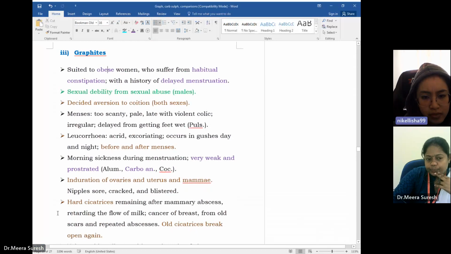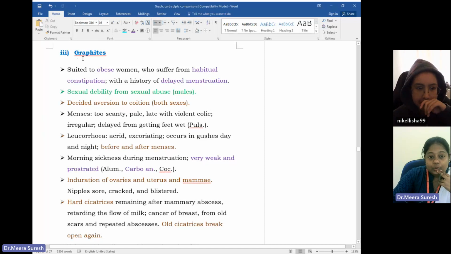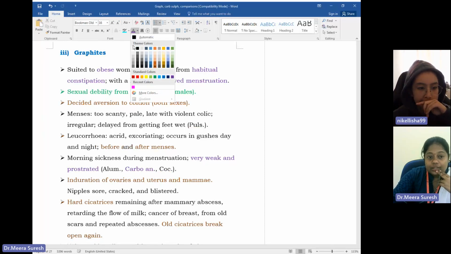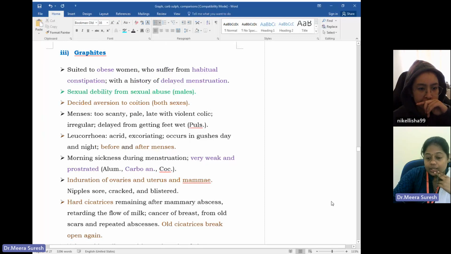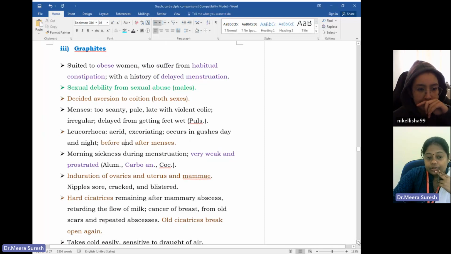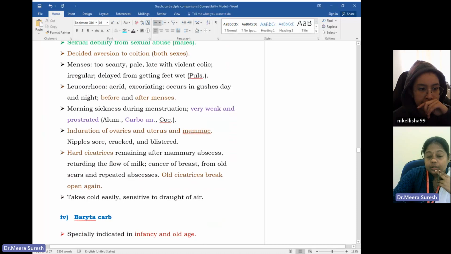I think so. Okay. So menses is like that, similar to pulsatilla in case of graphitis. Leukorrhea is acrid, excoriating. If you forget it, it doesn't matter. The thing you have to remember will be this one, before and after menses, which means the leukorrhea is free or the patient doesn't have leukorrhea only during menses. All the other time, before or after, the person is having leukorrhea, which is in gushes day and night. Then there is morning sickness during menstruation.